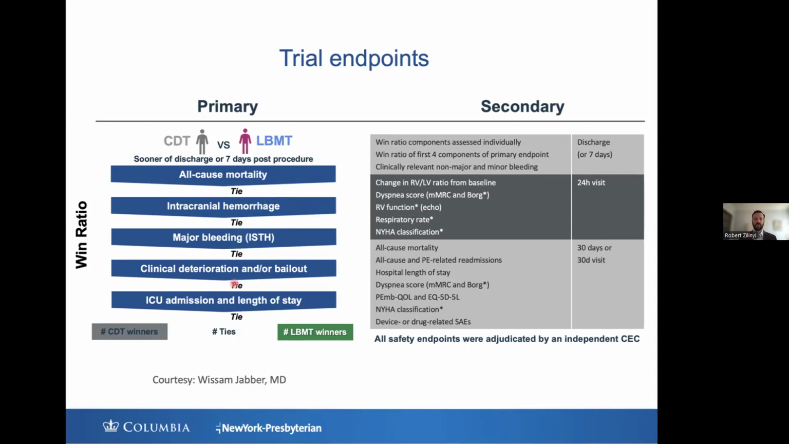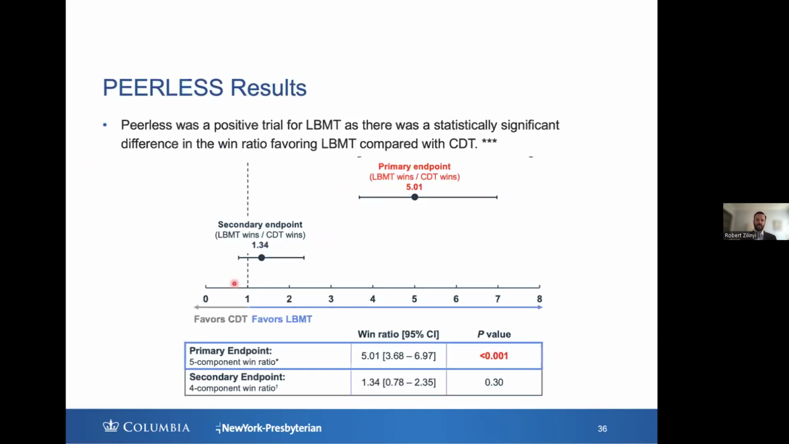And it derives something called a win ratio to basically convey how frequently one arm versus the other won overall of the composite endpoints. So what are the results here? So PEERLESS was a positive trial for large bore mechanical thrombectomy. There was a statistically significant difference in the win ratio favoring large bore mechanical thrombectomy compared with catheter-directed thrombolysis. And so we see here with the primary endpoint, including all of the components of the hierarchical endpoint, there's a win ratio of 5.01, highly significant with a p-value of less than 0.01.